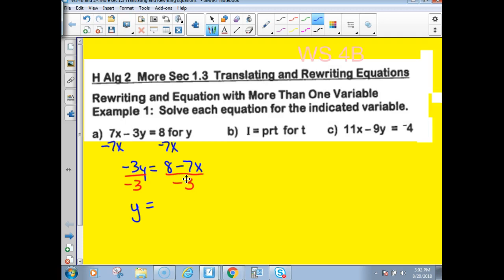You would never find that answer on a standardized test or in the back of your textbook if you were looking up answers to, say, odd problems. They would not leave the negative in the denominator. What they would do is change the sign of everything, and since that would change the sign of these, I could reverse these. So it would be positive 7x and minus 8 and a positive 3 on the bottom.